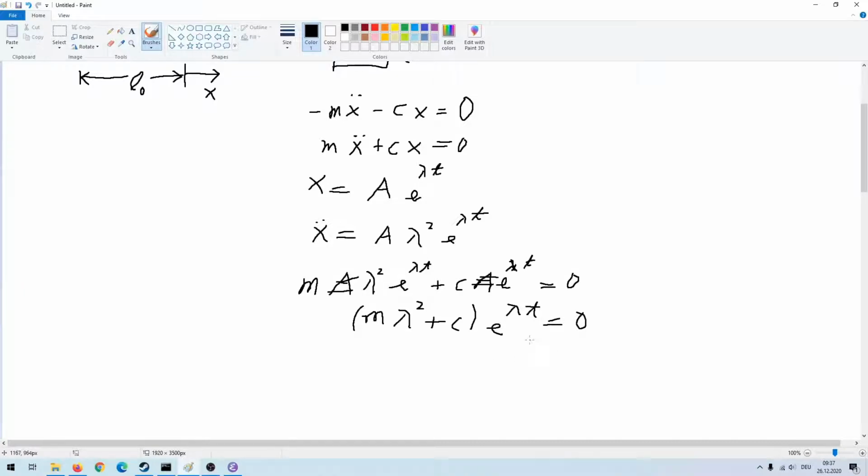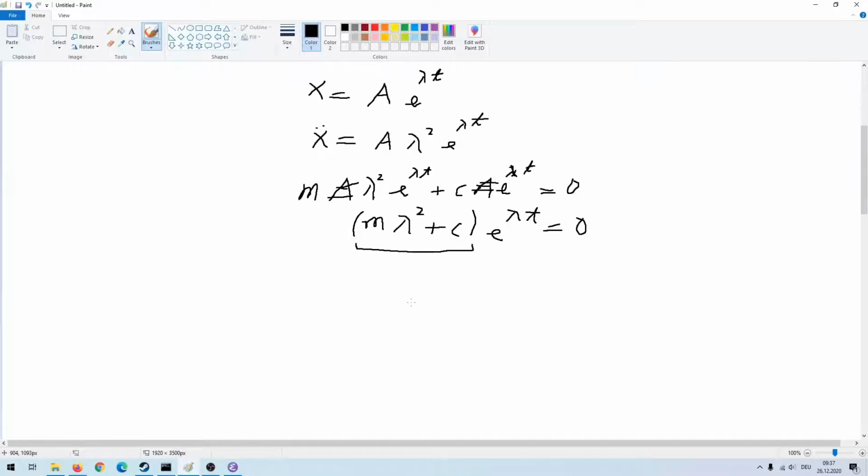So we can also easily see that this expression, e to the power of lambda t, is also not going to be 0. So that only leaves us with this expression, which has to be 0 in order to solve this equation. So let's write that down. We receive m lambda squared plus c is equal to 0. And we can solve this equation quite easily for lambda, of course. We subtract by c, divide by m, so we get minus c divided by m.